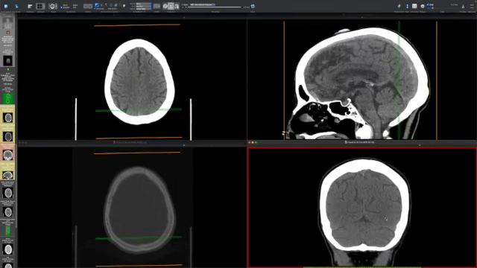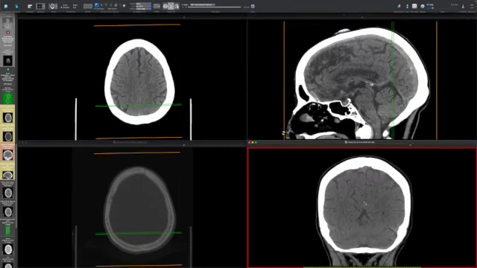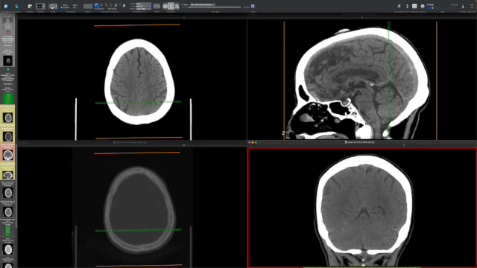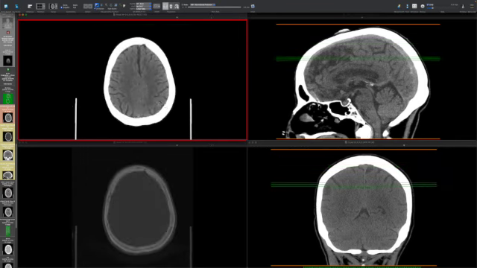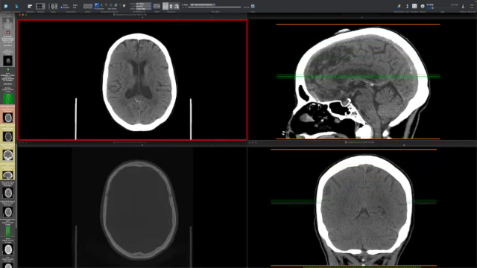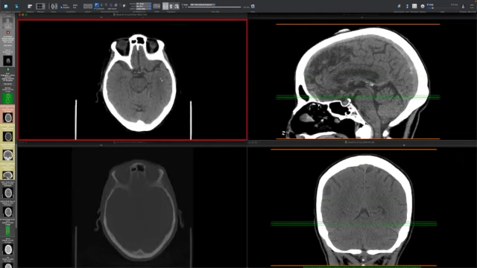And then the same can be said of subdural collections along the falx or along the tentorium cerebelli. Using these sagittal and coronal reconstructions can help you be more sensitive for detecting those. So we don't have any extraaxial collections. All the density of the brain structures looks normal.